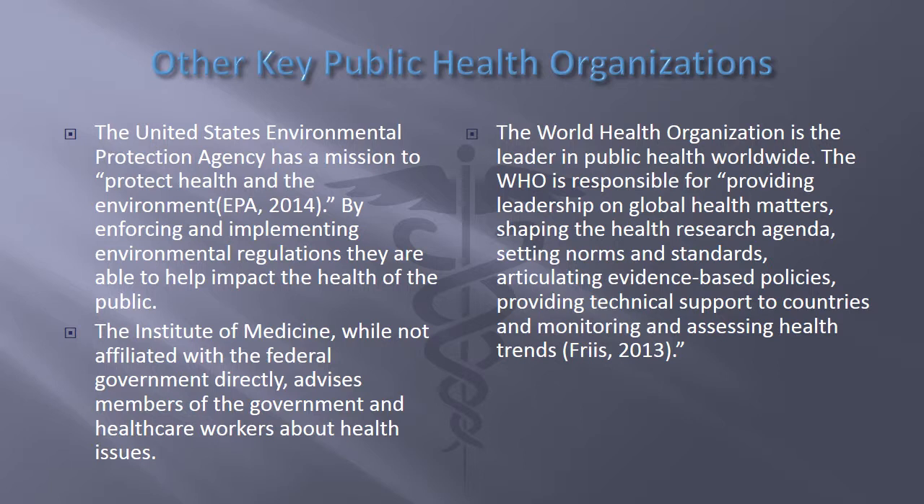Aside from the USDHHS, there are other key public health organizations, both internationally and within the United States. The United States Environmental Protection Agency has a mission to protect health and the environment. By enforcing and implementing environmental regulations, they are able to help impact the health of the public. The Institute of Medicine, while not affiliated with the federal government directly, advises members of the government and healthcare workers about crucial health issues. The World Health Organization is the leader in public health worldwide.